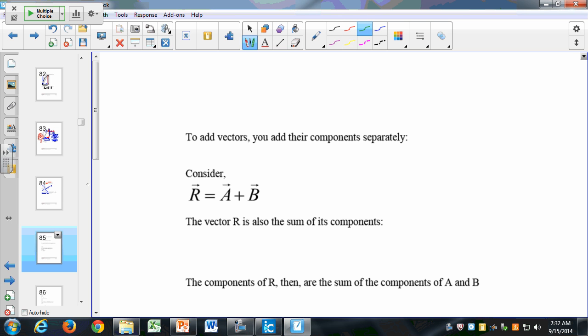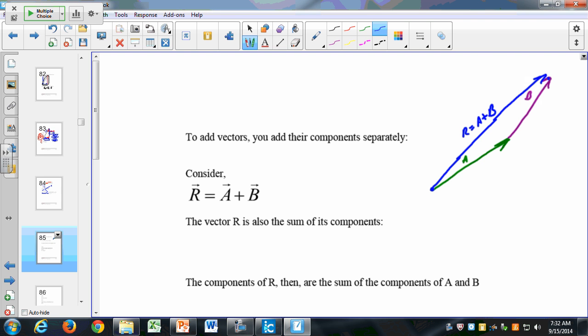Alright, so let's say that we have a vector A, and it looks something like this. I did this in lab recently. It's my vector A, and then let's say vector B looks something like this, my vector B, and then the sum of those two vectors will be the vector R. It'll start at A, end at B, so it'll look something like this. So that's it, R equals A plus B.